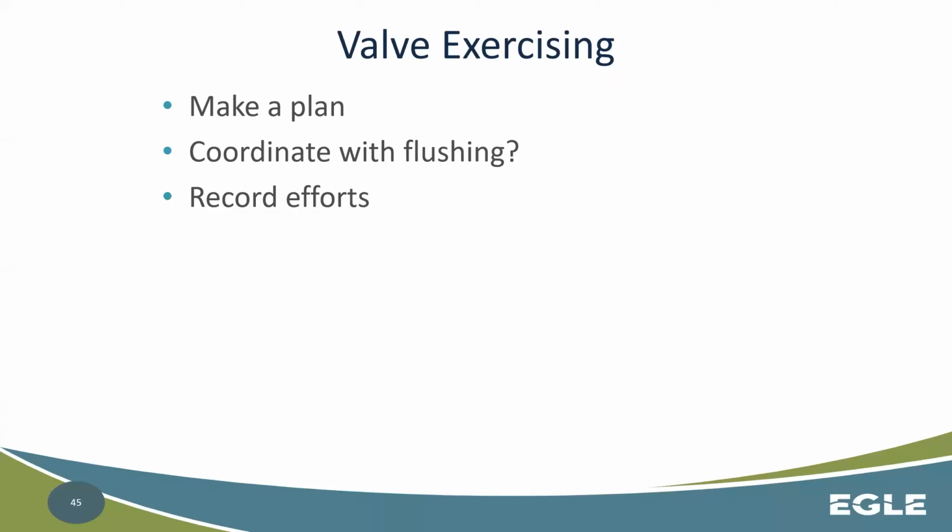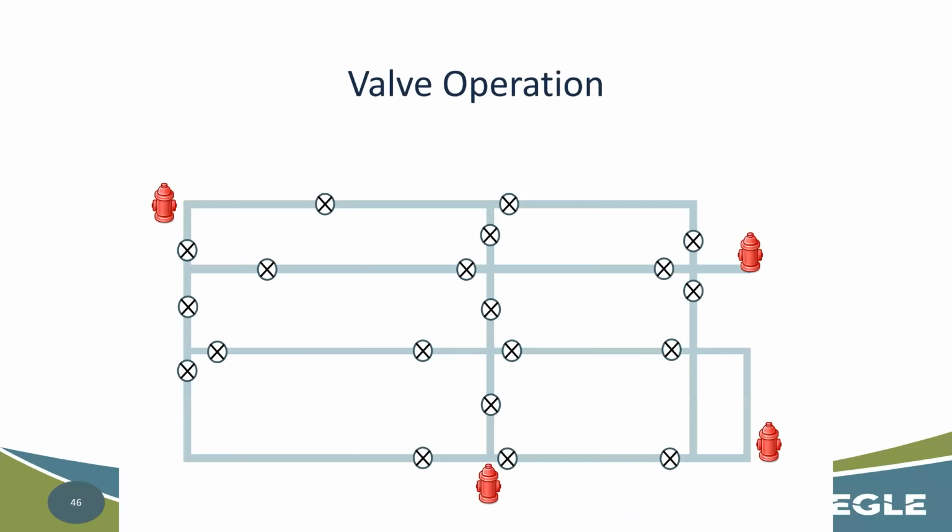Always record your efforts. Record things like inoperable stems. Record when something turns in a different direction than what you anticipated. Record any inability to completely seal. Record all the things that you can figure out about those valves as you're doing the operations.